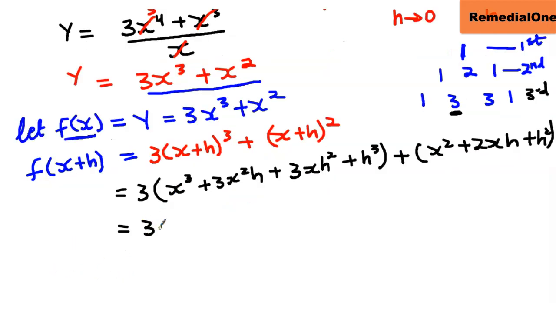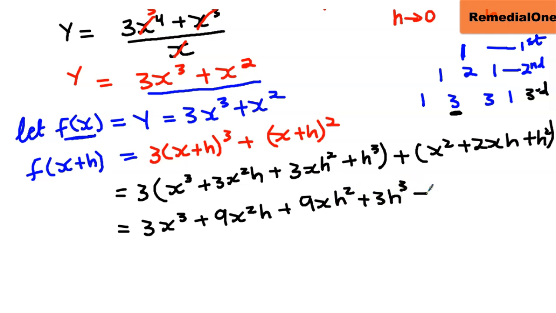So this time this will be 3x cubed. 3 times 3, 9, so 9x squared h plus 9xh squared plus 3h cubed plus, removing the bracket, squared 2xh plus h squared. Awesome. So we have made a lot of headway. What we are going to do is that we have expanded it, so the work is almost done.